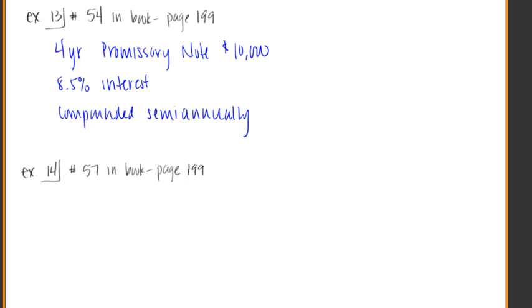Well, in this problem, number 54, we have an individual that purchased a 4-year $10,000 promissory note with an interest rate of 8.5% per year compounded semi-annually. How much did the note cost?